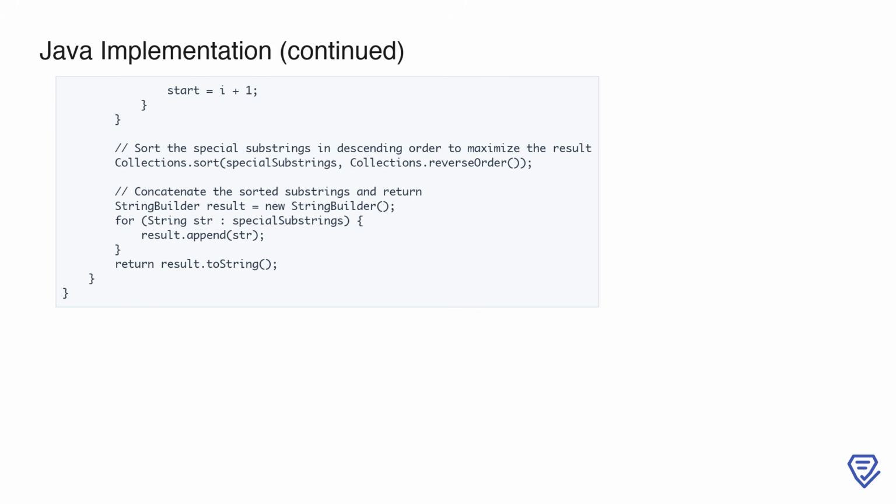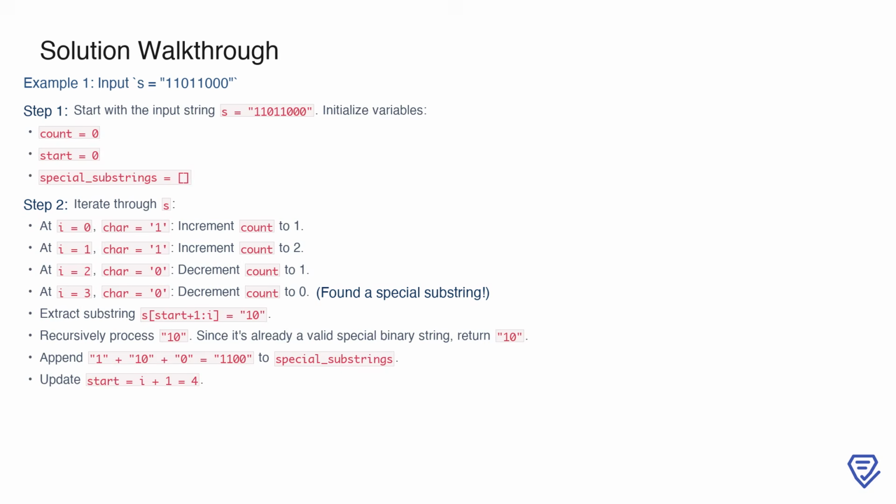This approach leverages recursion and sorting to break down the problem into smaller parts and ensure the final result is optimal. We begin with the input string s equals 110110000. To start, we initialize three key variables. Count is set to 0, which will help us track the balance of ones and zeros. Start is set to 0, marking the beginning of our current substring, and an empty list special_substrings is prepared to store valid special binary strings.